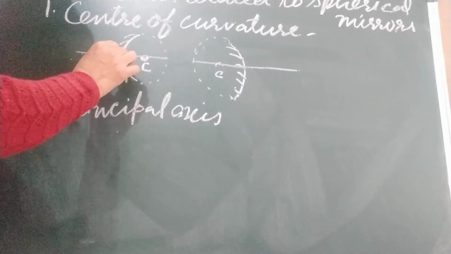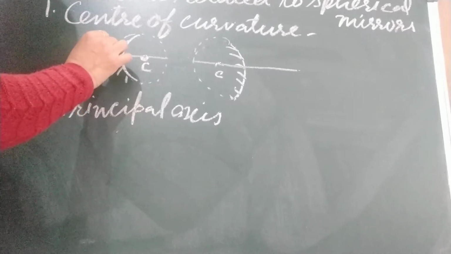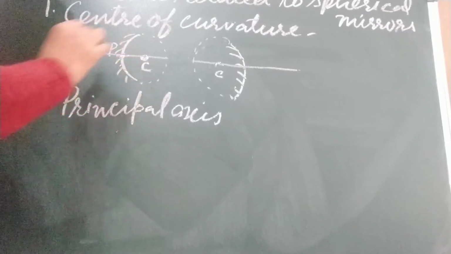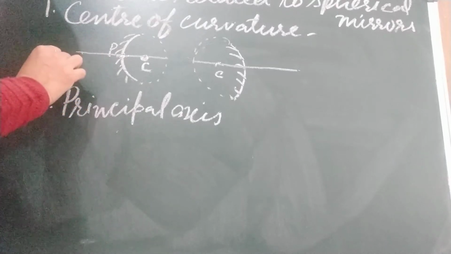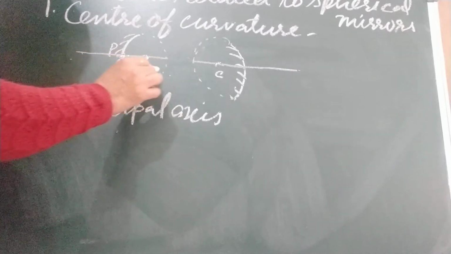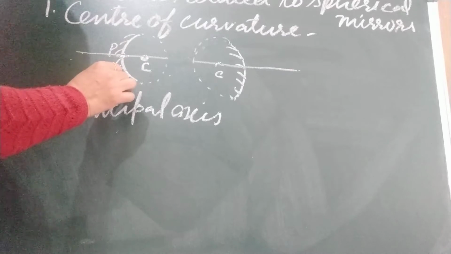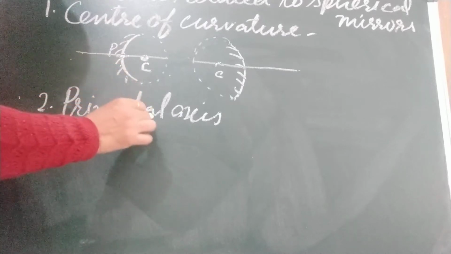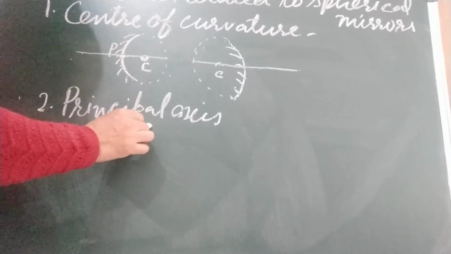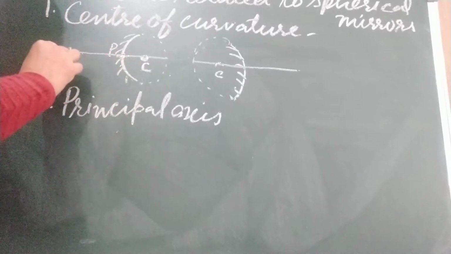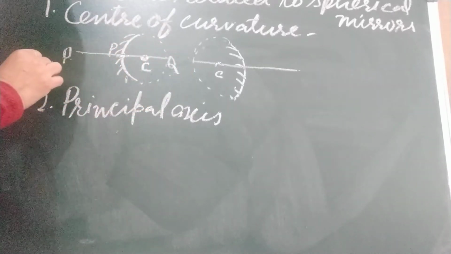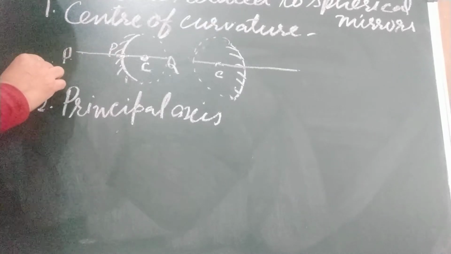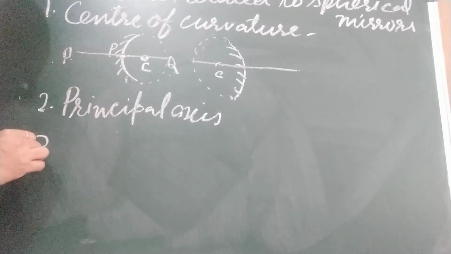This point is called pole. The imaginary line passing through the center of curvature and the pole of a spherical mirror is called the principal axis. So suppose this is P and Q. This is the principal axis. Now next is pole.